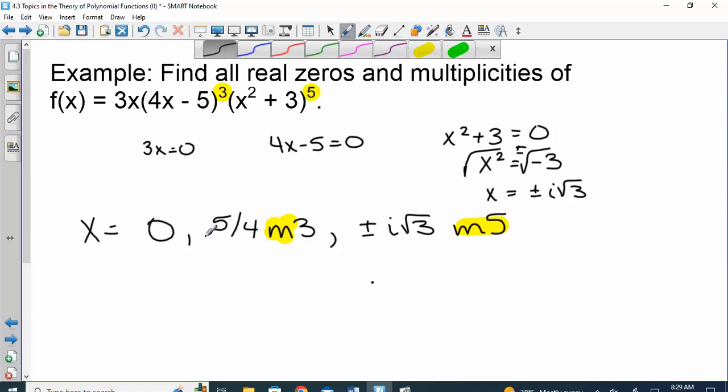Any other questions? Well, to figure out if an imaginary factor is a zero, I could just do the synthetic division and see if you get 0 for your remainder. Okay.